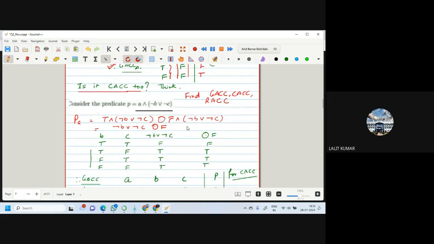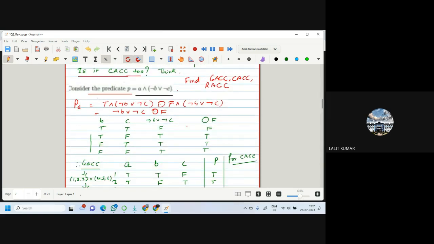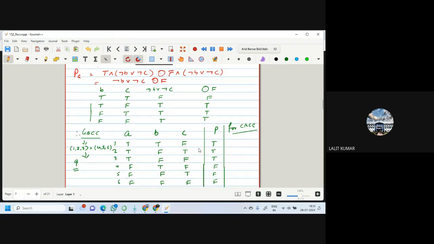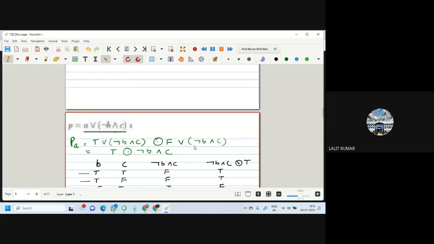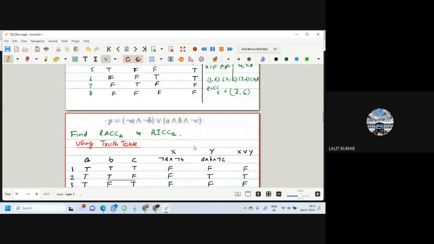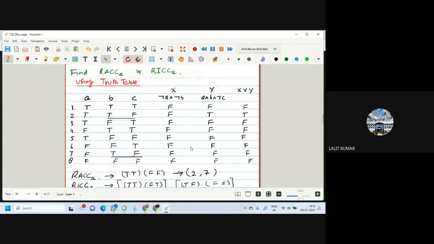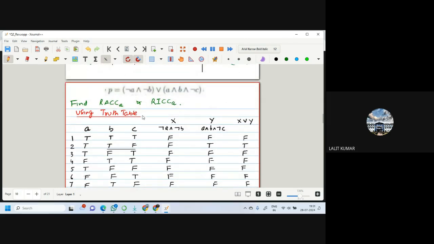Now consider the predicate again. I think it is the same predicate, A and minus B and C. So I have followed the same steps again, and you will find it. I'm just following the same steps again, no change. So these are the things which I have done. These are certain previous year question papers I have solved for RICC and RACC. Now remember this, that for RICC you have to find first GICC, and this you can find only using the truth table.